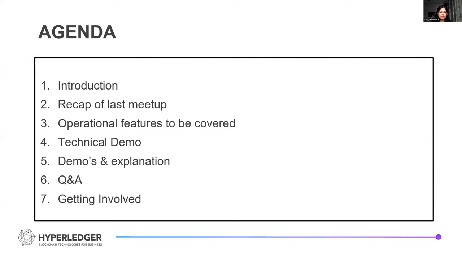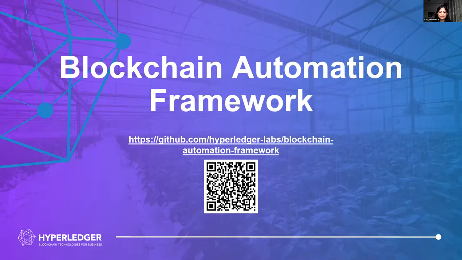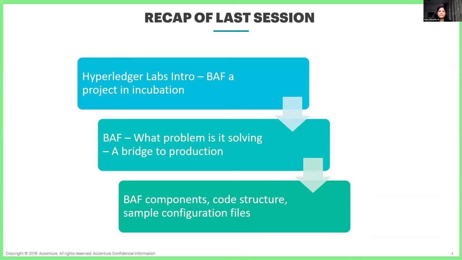Okay, so with that, this is the agenda. Let me take you through what we are doing a recap for. Last time we mentioned that a lot of you don't know what Hyperledger Labs is, so I would request you to go and have a look. It's like an incubation center within Hyperledger Greenhouse, where projects that are not really going into a full-fledged project status can start the development, and the team can start developing in the open source. So BAF is right now a project in incubation under Hyperledger Labs.